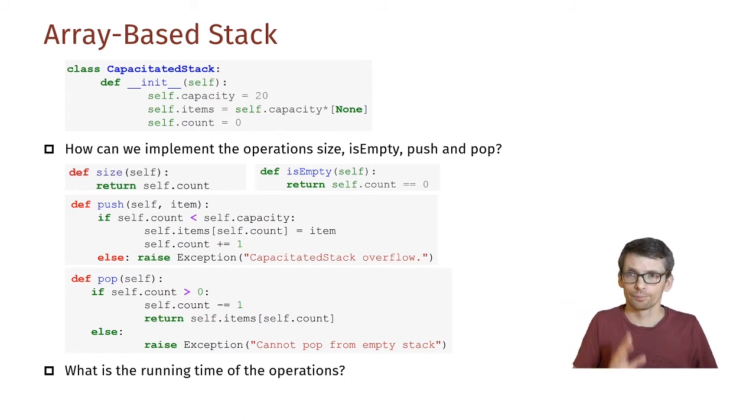Okay, so we have implementations of all of these methods. What's the running time of these operations?